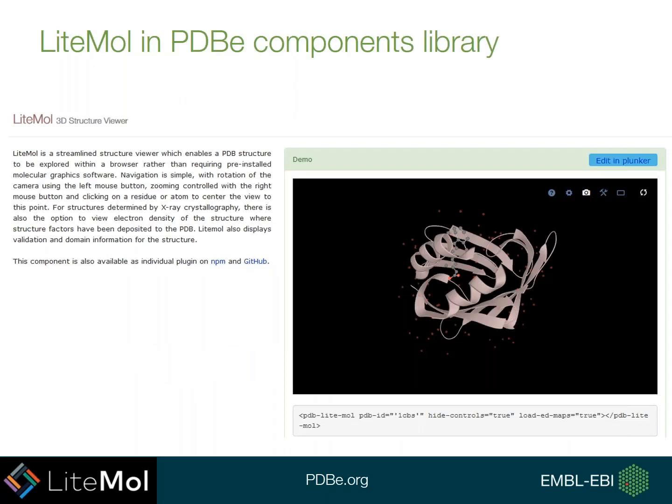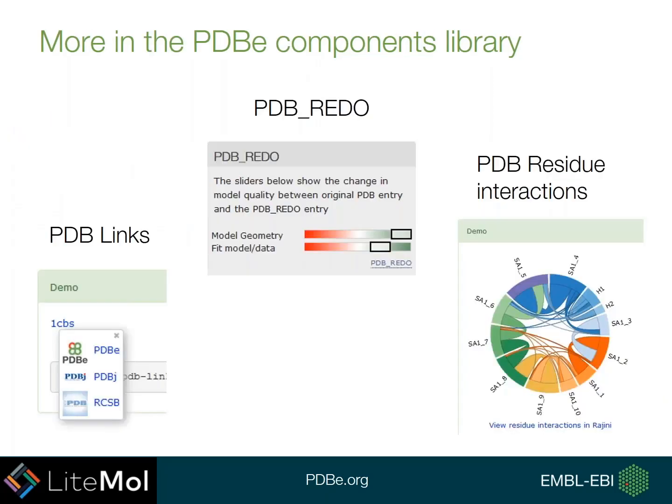So if you wanted to put LiteMol on your website, you would download the PDBe components library, and this is 3 simple steps to download this to your website. You can then use the elements that are shown at the bottom of the page, put these within your website, and this will enable you to use the individual components. There are many more in the PDBe components library.